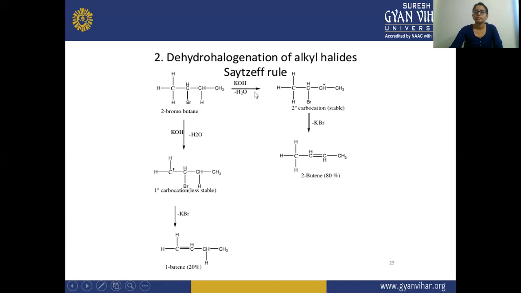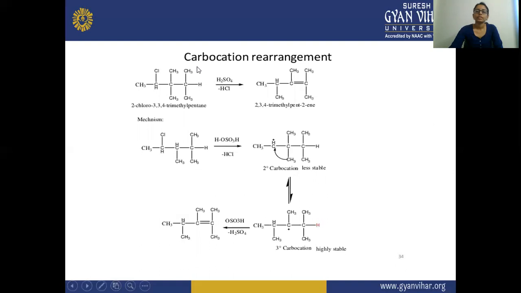One is your major and the second one is your minor. The major will be 80% and the minor will be 20%. The 80% is your 2-butene, and the second one is your 1-butene. Secondly, it is carbocation rearrangement.